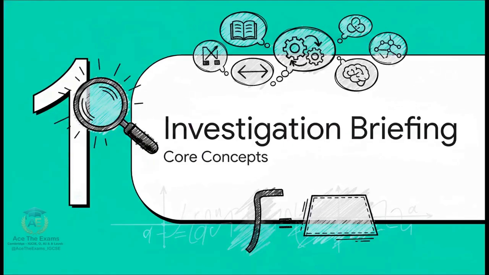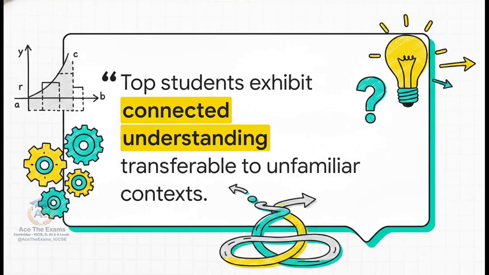Section 1, the investigation briefing. Let's look at the core concepts. This is Act 1 of our investigation, re-examining the forensic evidence. This is where we uncover the core conceptual principles that Cambridge examiners are actively hunting for when they audit your paper. We aren't just looking at the surface-level math here. We are digging deep into the fundamental cognitive domains of knowledge, application, and analysis.